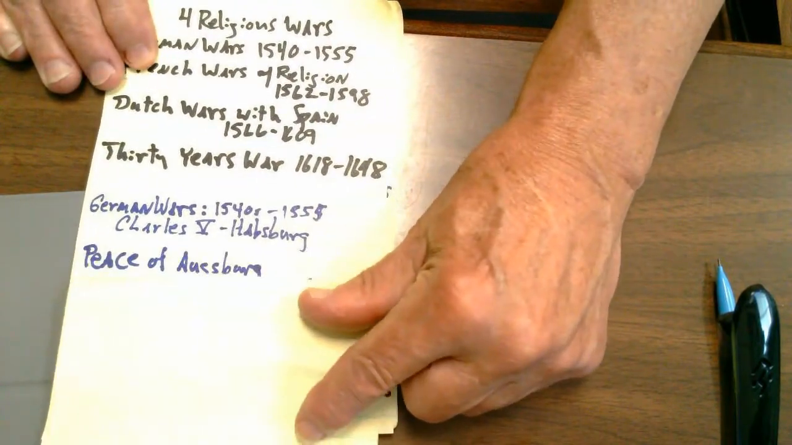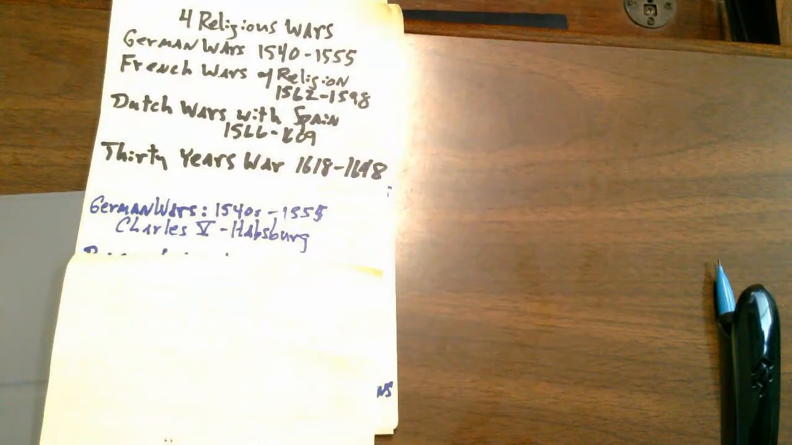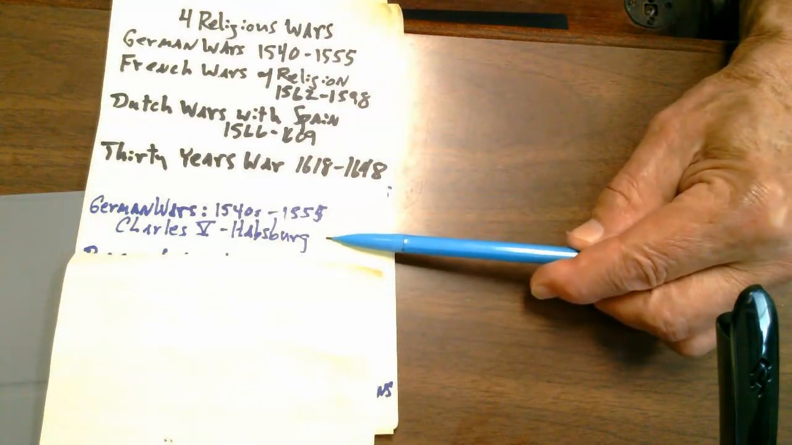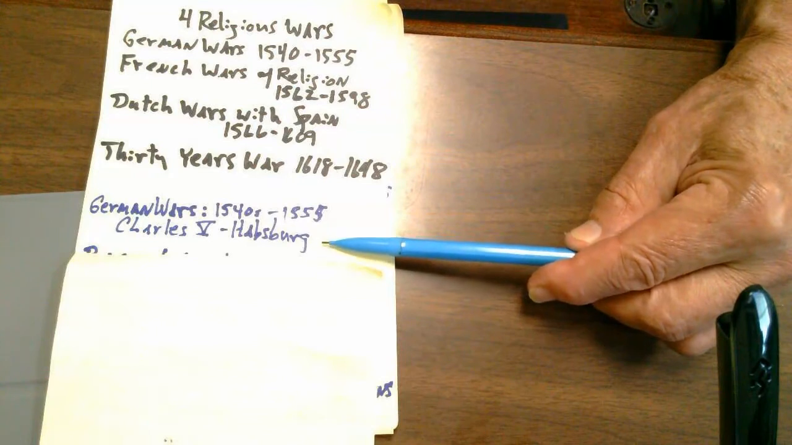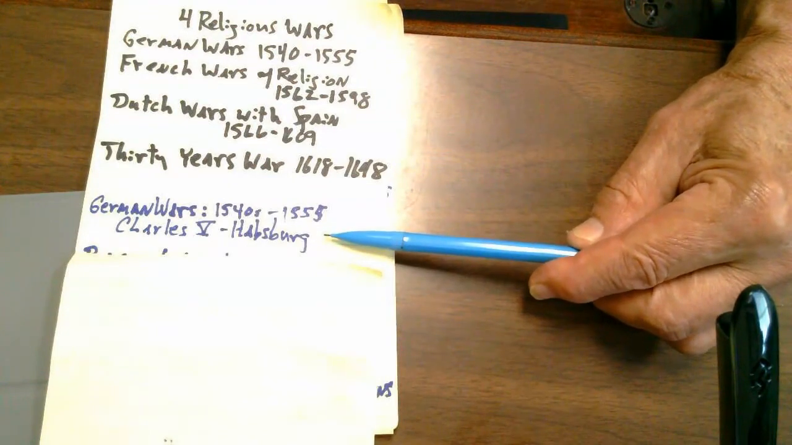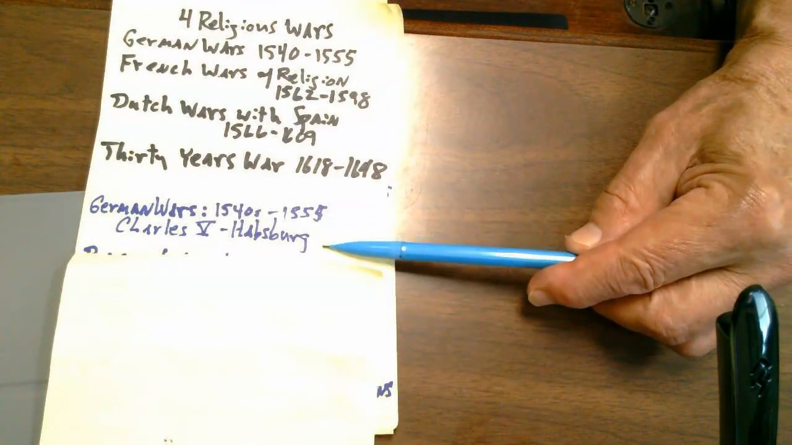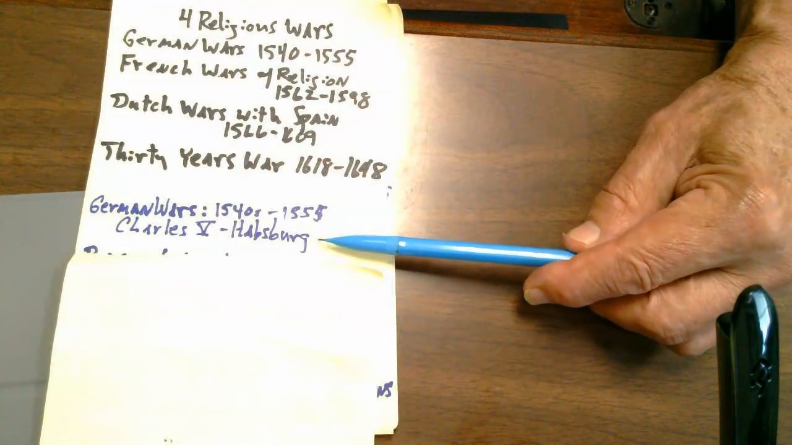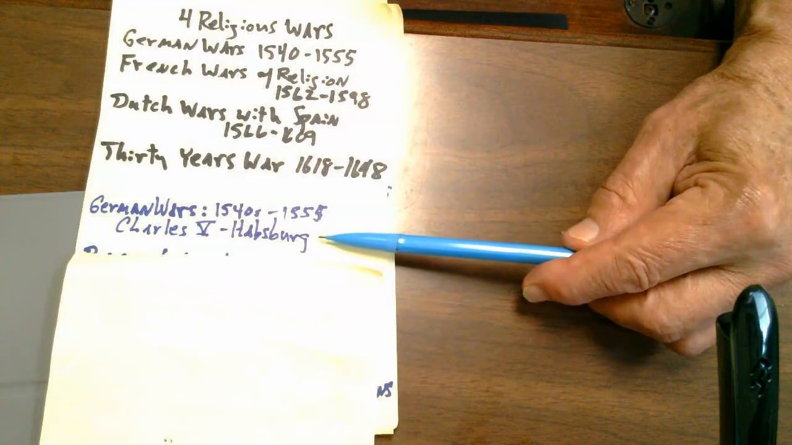I don't have a whole lot to tell you about this one. It's not really quick in time, but there's not a lot of information about it. But it's the German Religious Wars, 1540s to 1555, and the key individual associated with this is Charles V. Charles V, also known as Charles I, he is a Habsburg. All the Habsburgs, which come from Austria and Spain, and also in the Netherlands here, they are very, very devout Catholics.